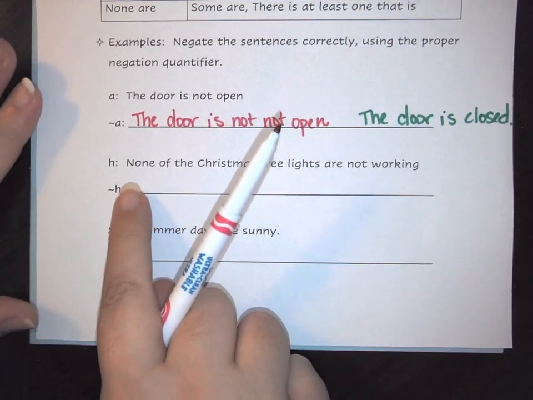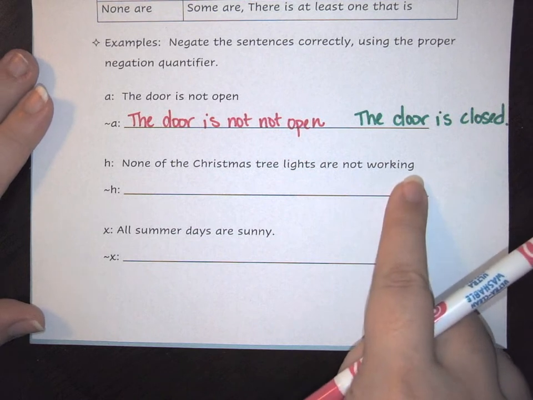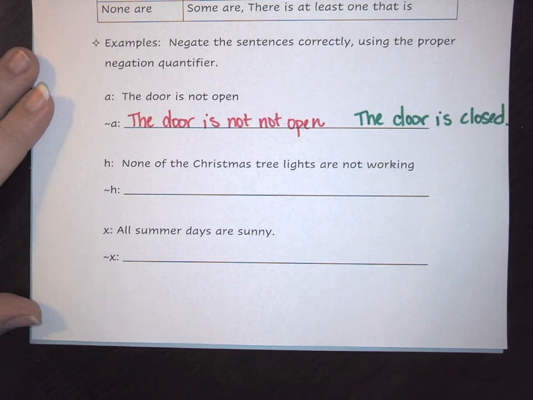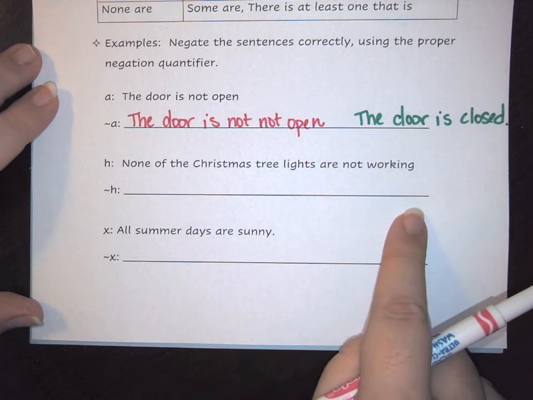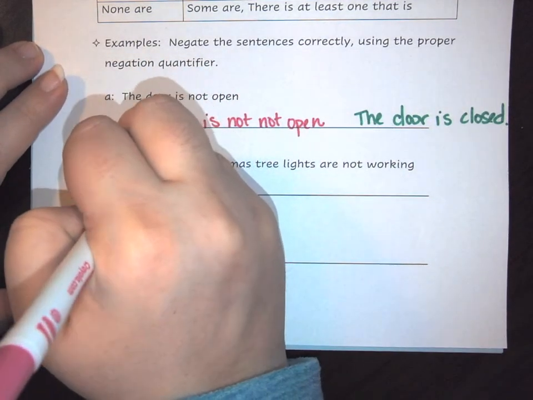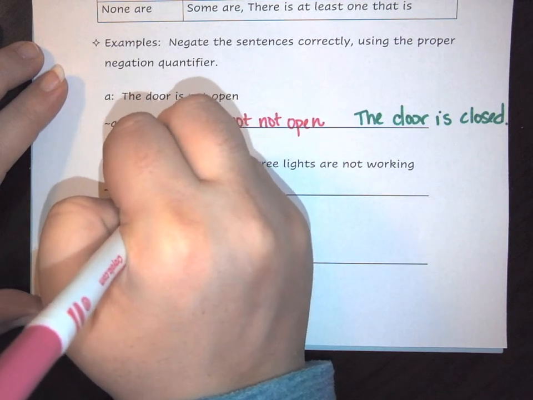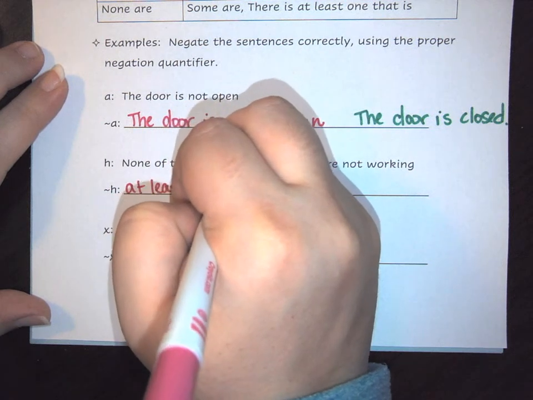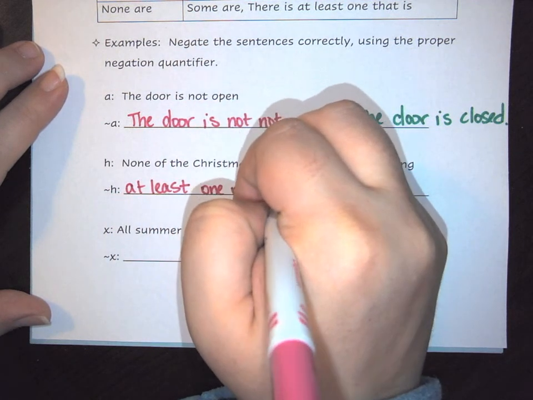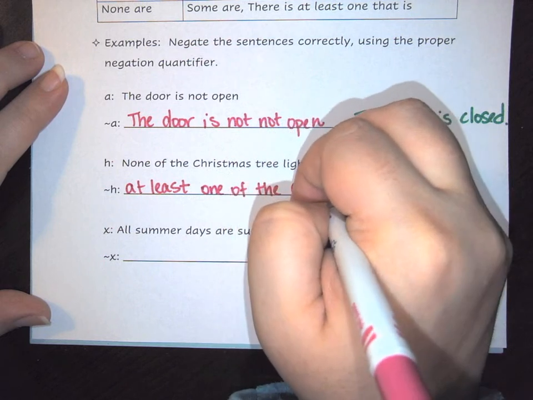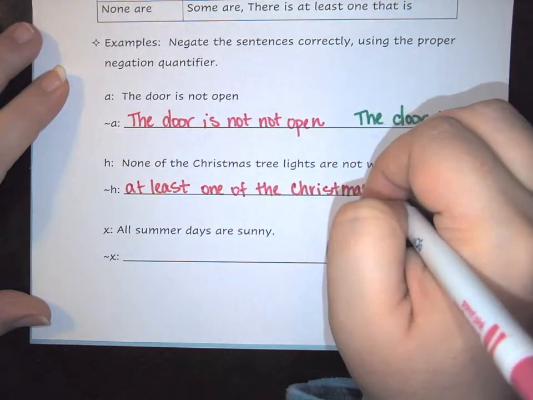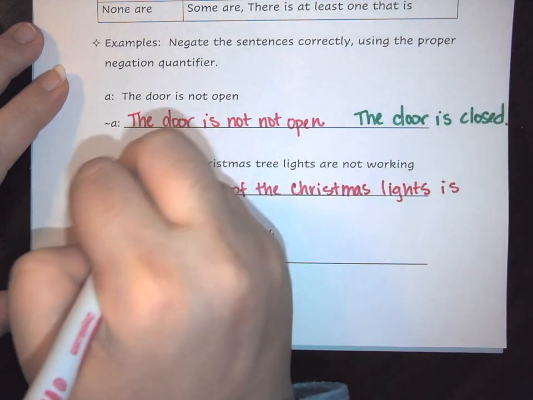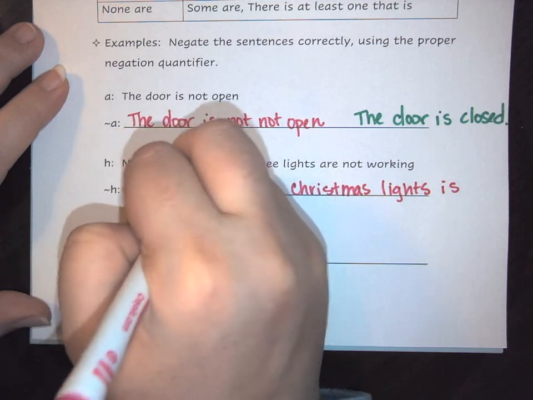Now here we have none of the Christmas tree lights are not working. So here we have are not. When we're looking at that, we need to negate it. So we would say at least one of the Christmas lights is not working.